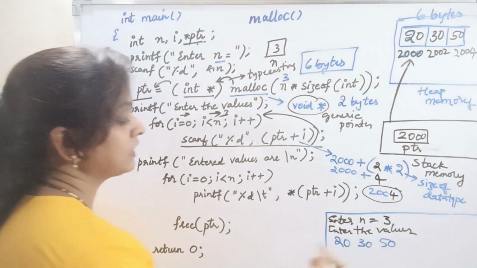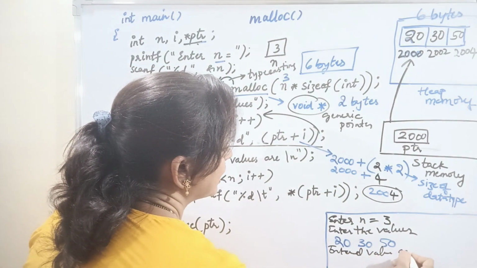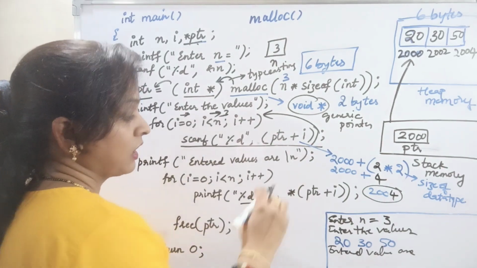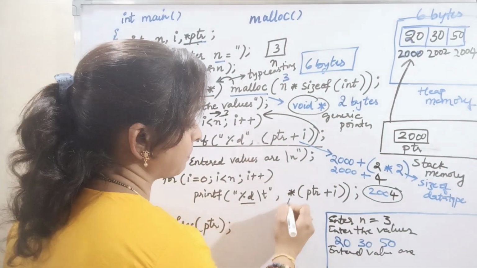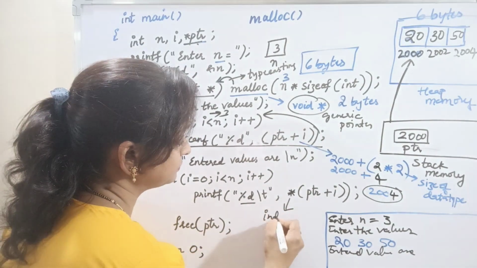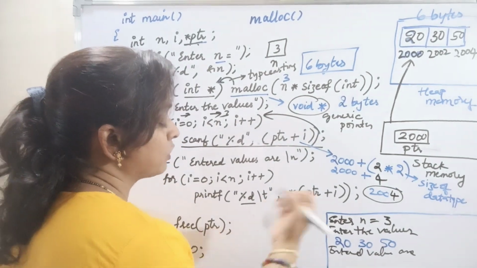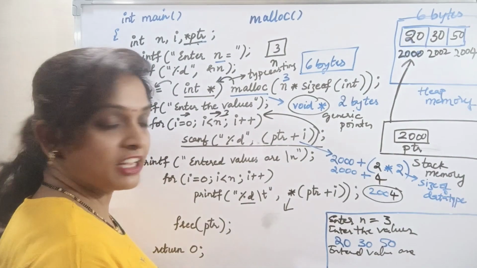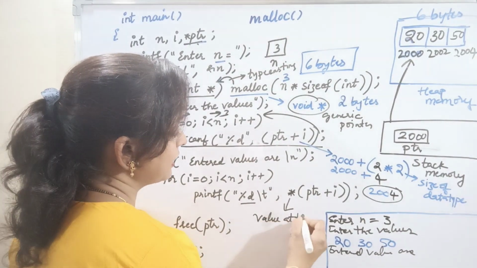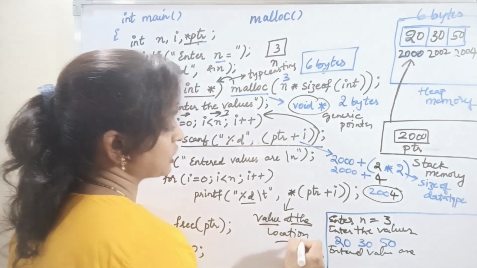Now, after that I can get a message. Entered values are, then I say percentage D. Now look at here. I should say asterisk. Asterisk represents the value at the location. It is the indirection operator. It is directing to that location. So I can just say it is pointer dereferencing. So asterisk represents the value at the location.